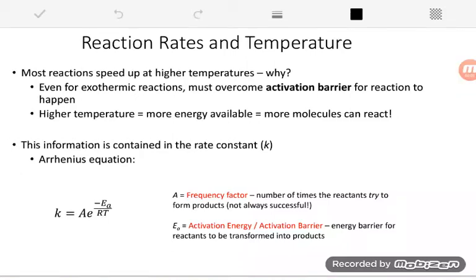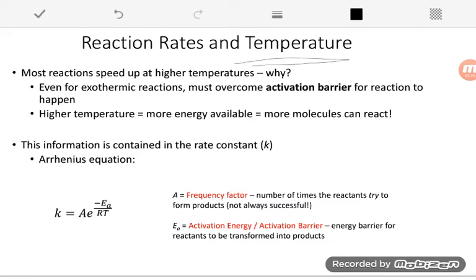So far, we've talked a lot about how to measure and quantify the rates of reactions, but we haven't talked a lot about things that affect those rates. One of the big things that affects reaction rates is temperature. Most reactions speed up when you get to a higher temperature.